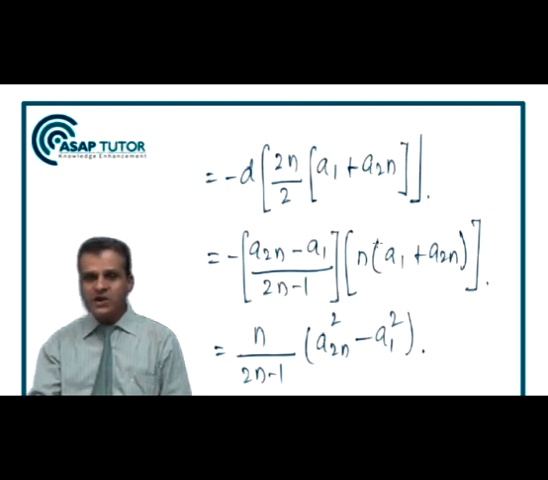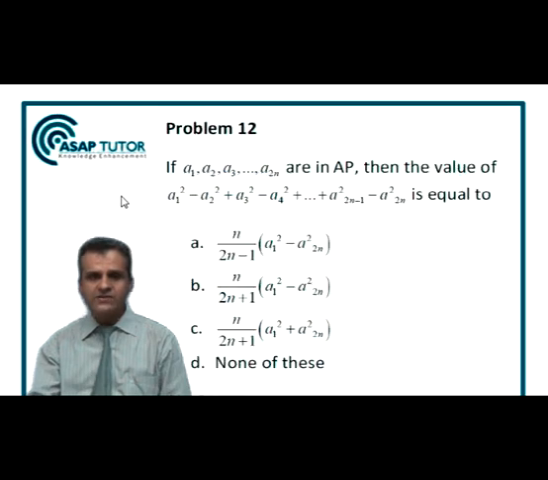This we can write as a2n plus a1, and the minus will come out, so we'll get a2n minus a1, which is of the form a minus b, and this one will be a plus b form. So a plus b into a minus b will give a2n square minus a1 square divided by 2n minus 1, and from here we get n. So therefore we get the correct answer as A.